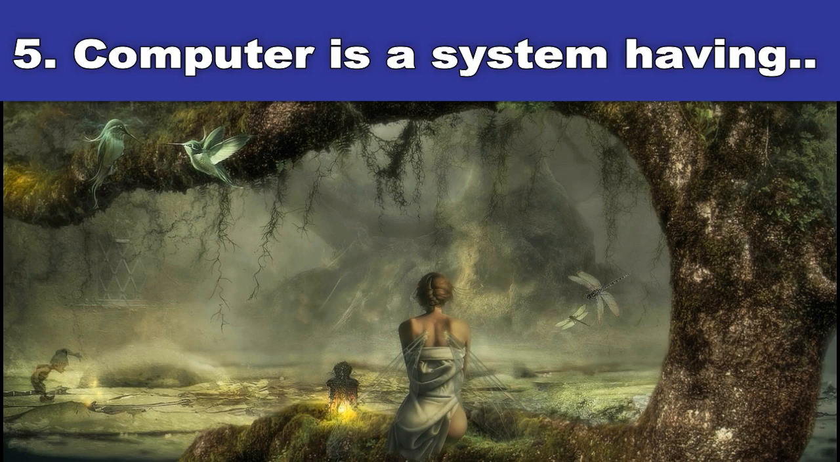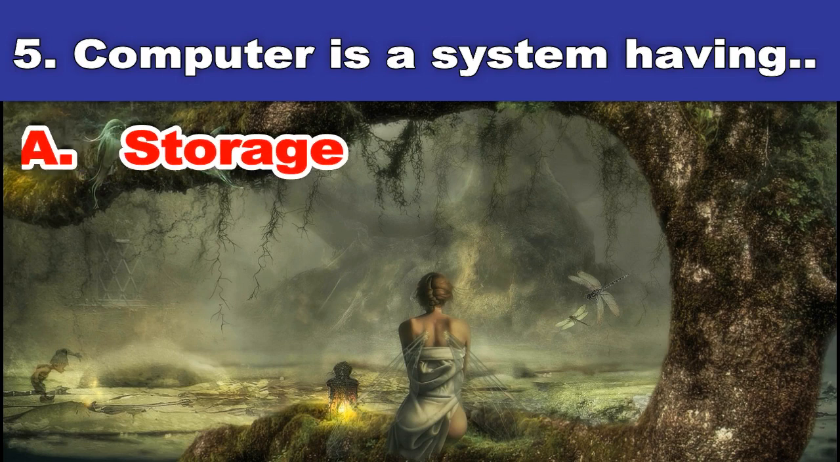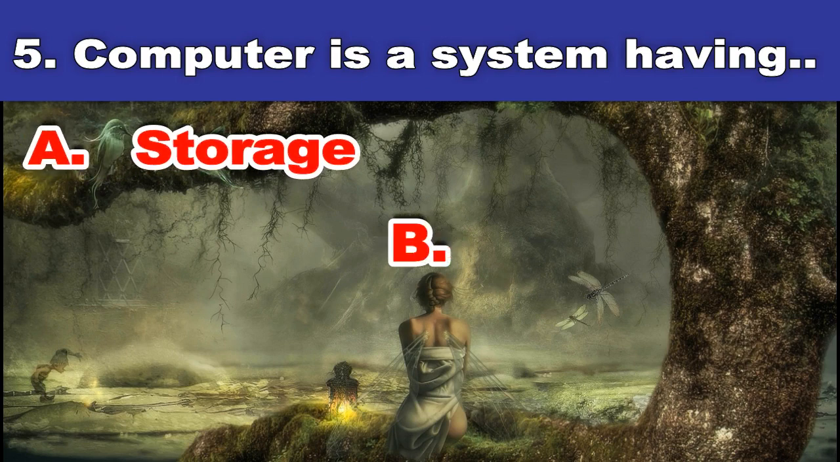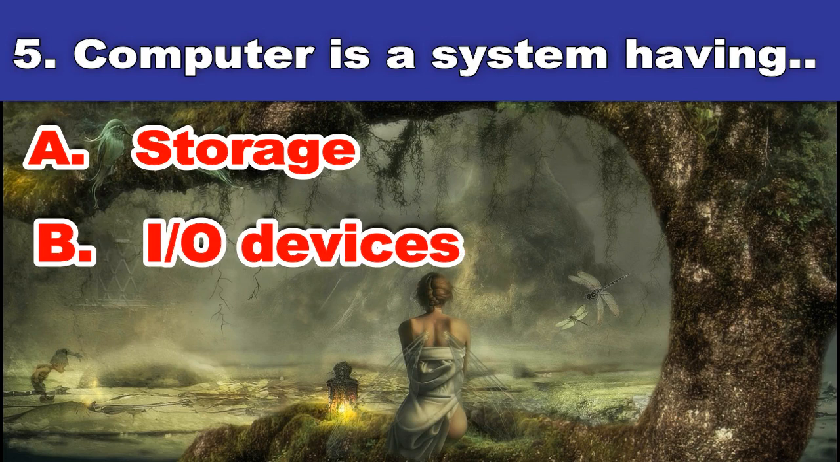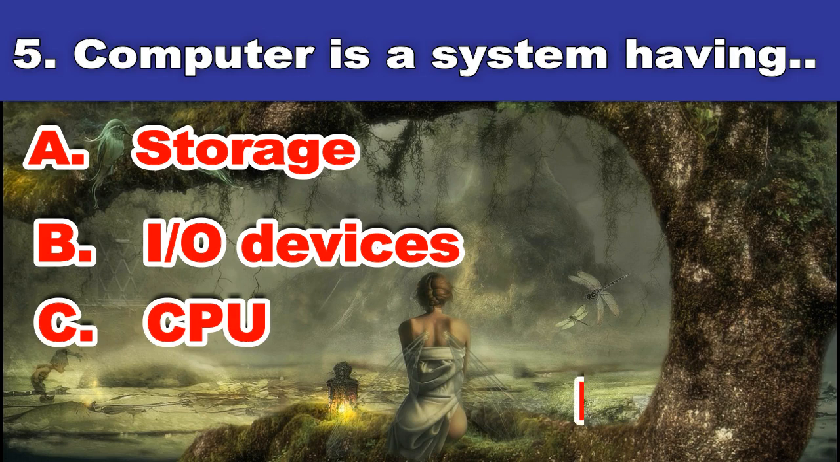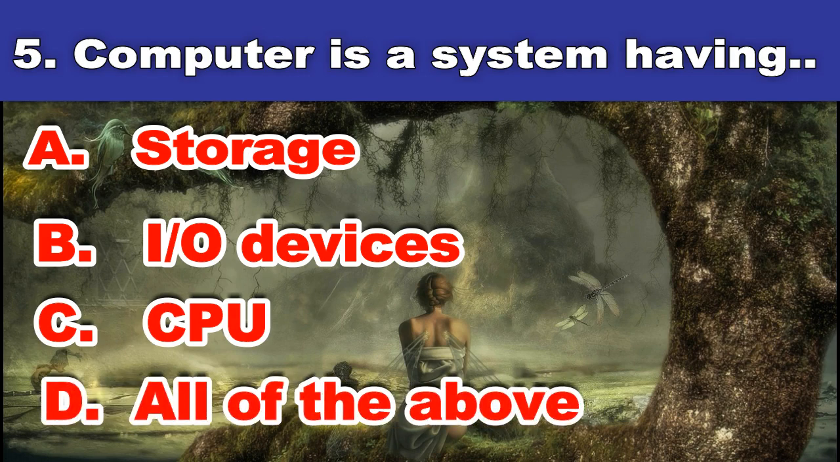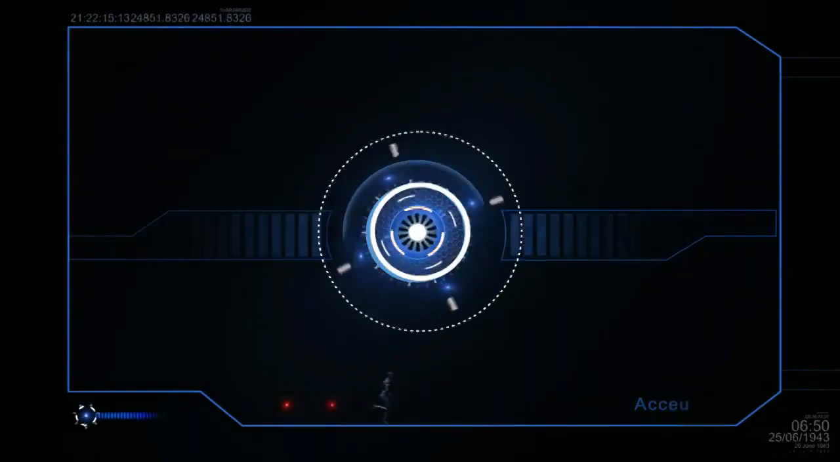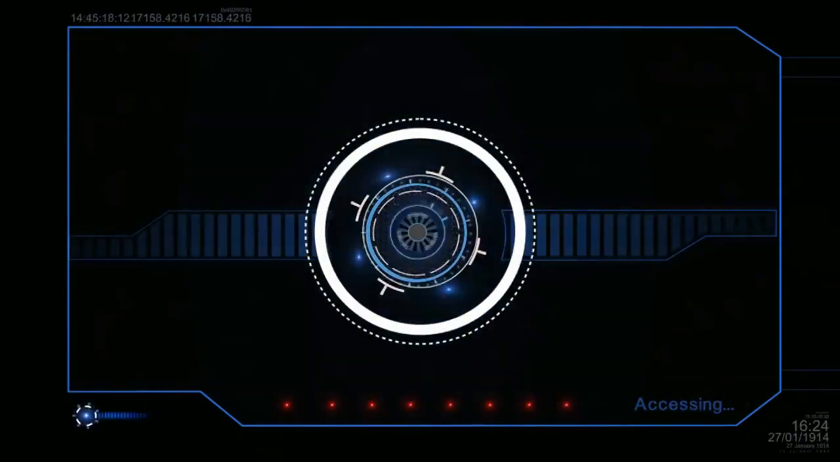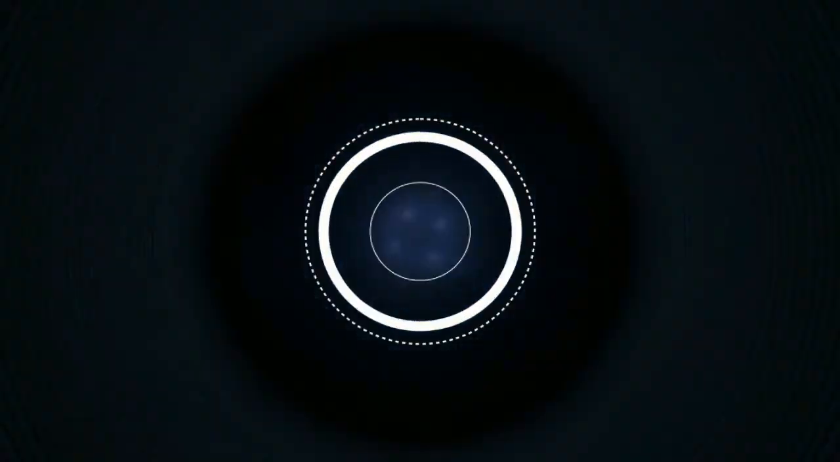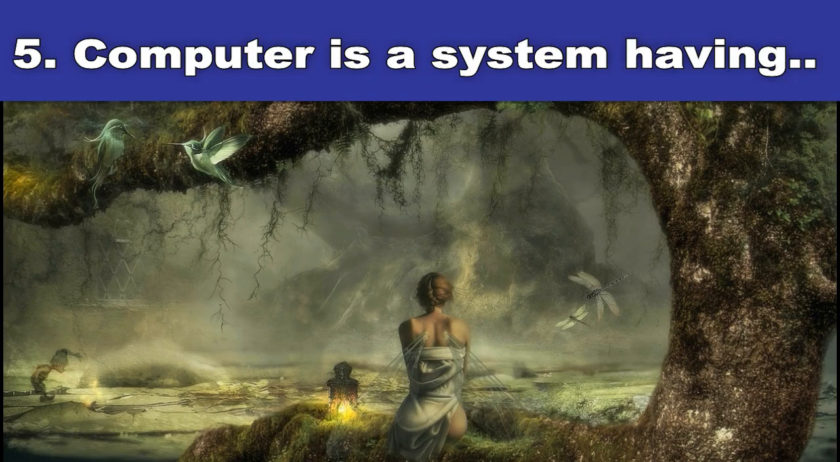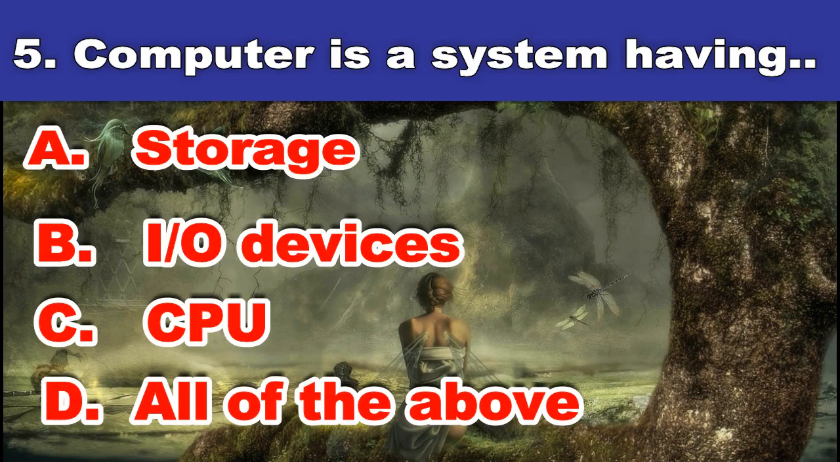Computer is a system having A. Storage, B. I/O devices, C. CPU, D. All of the above. And the answer is all of the above.